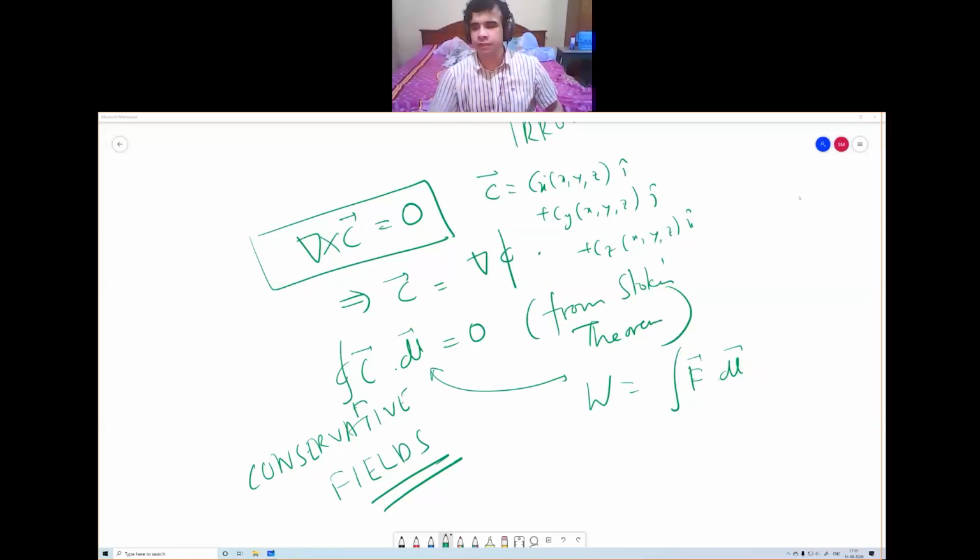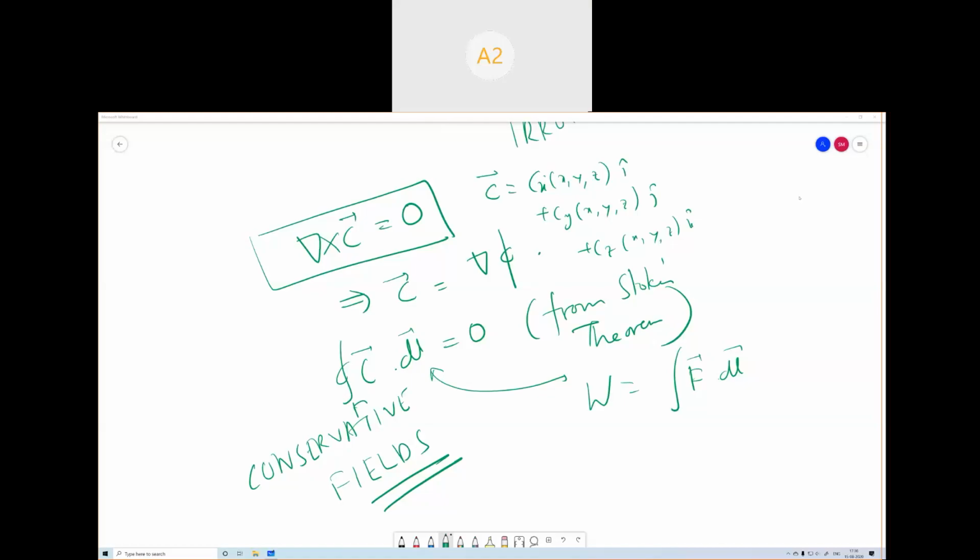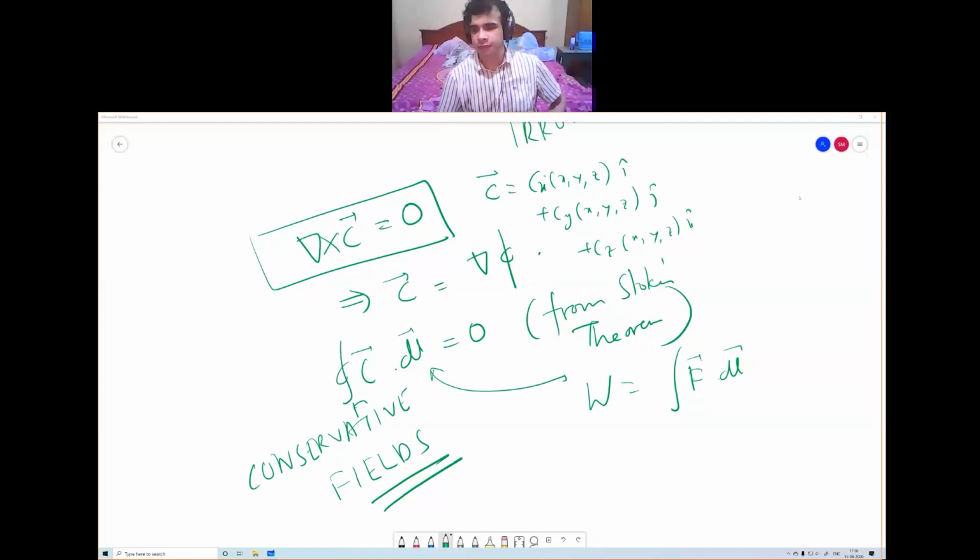And another one, electrostatics also. The field created by a static charge is conservative. But be careful, not all electric fields are conservative. Electric fields created by a changing magnetic field are non-conservative. We'll see later. Okay, so that's all for curl.